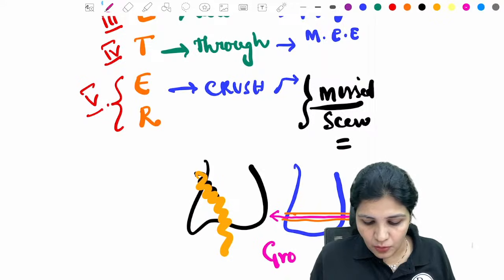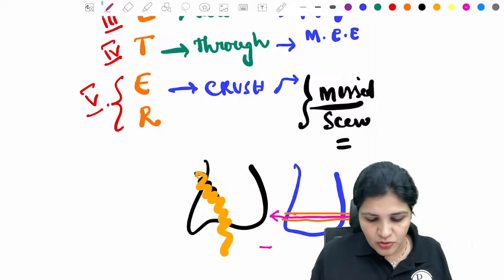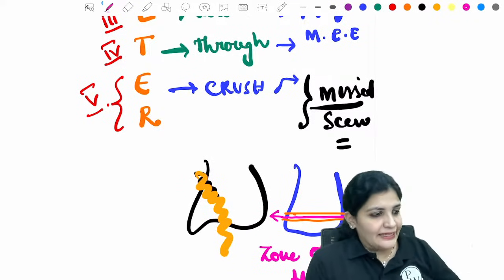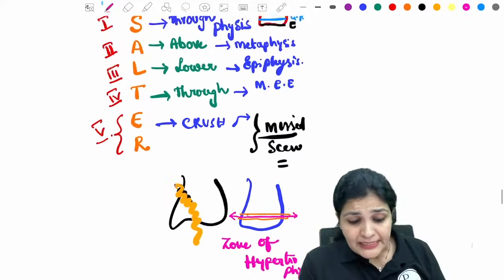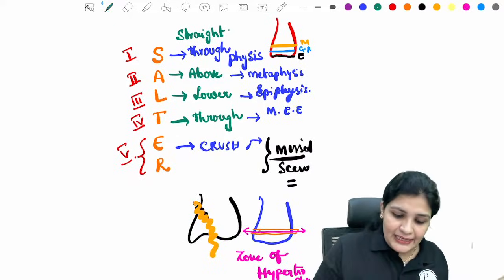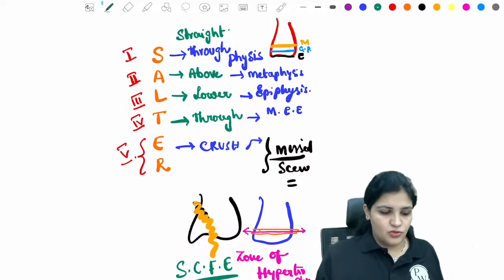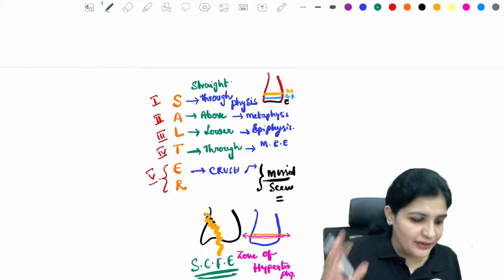And here there are certain zones in the growth plate, right? The weakest zone is the zone of hypertrophy. You can go back to the anatomy of the growth plate and you will see the zone of hypertrophy. This is the weakest area in the growth plate, and the fracture occurs through this. The classical example is your SCFE, slipped capital femoral epiphysis. This is usually seen on the X-ray. So that is the difference between type 1 and type 5.